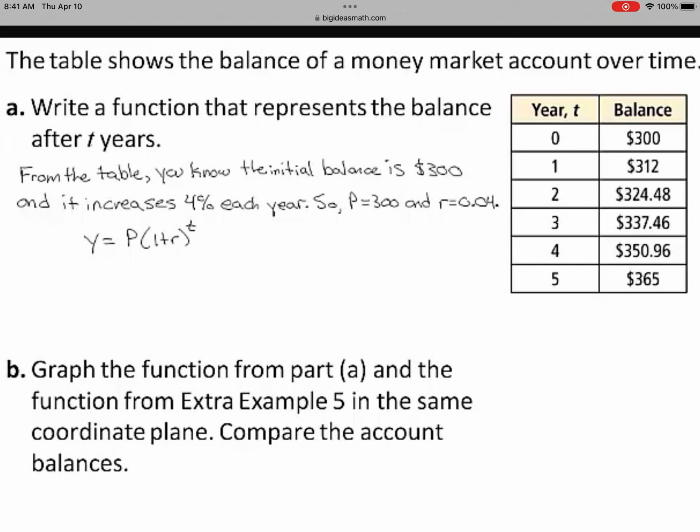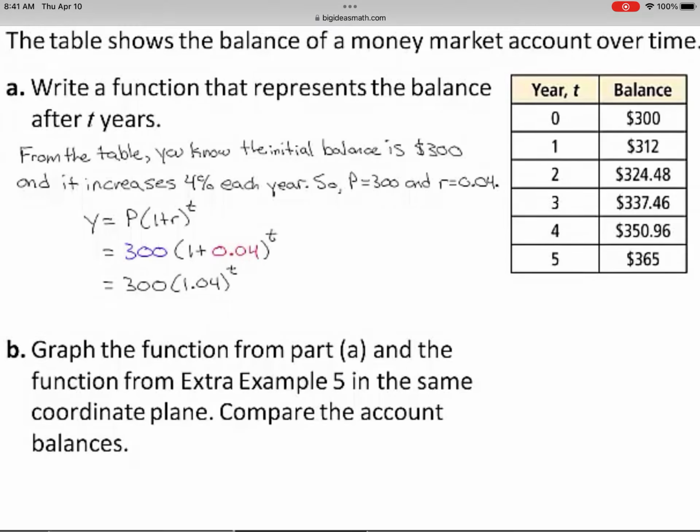y = P(1 + r)^t. Substituting 300 for P and 4/100 for r gives y = 300(1 + 4/100)^t, which simplifies to y = 300(1 + 4/100)^t.